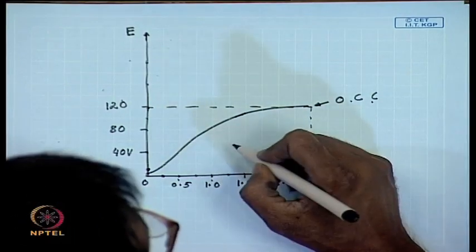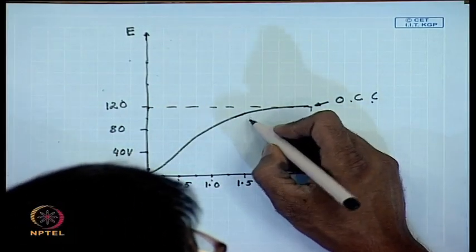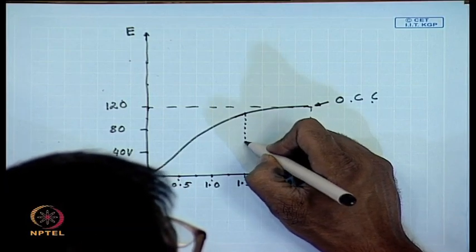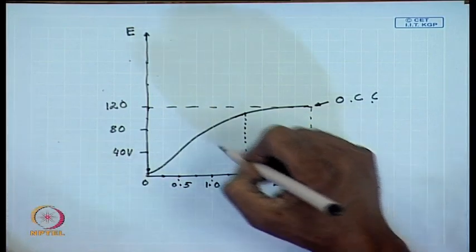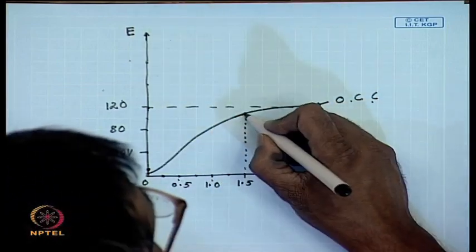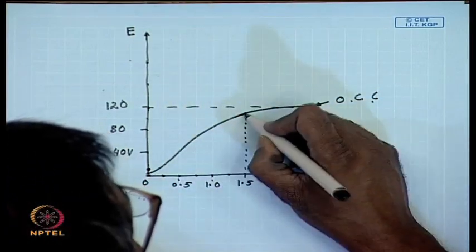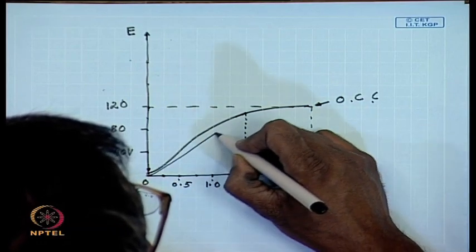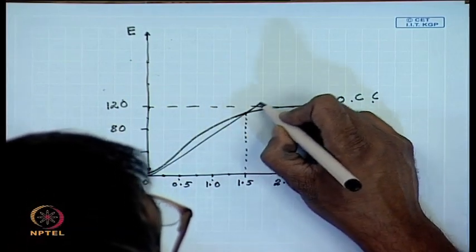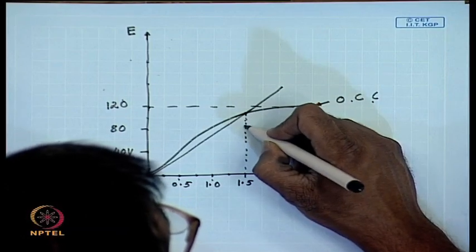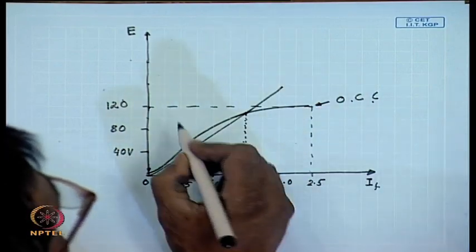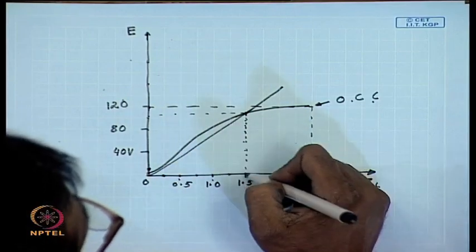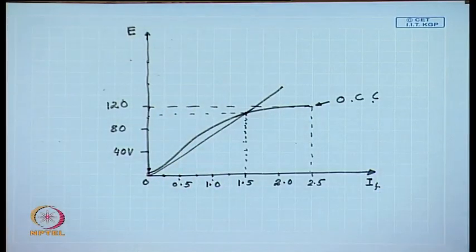It is further said that the field resistance is adjusted so that at no load with rated field current the machine generates rated voltage. So, this is the field load line. The machine will generate 110 volt at no load and the corresponding field current will be 1.5 amperes.